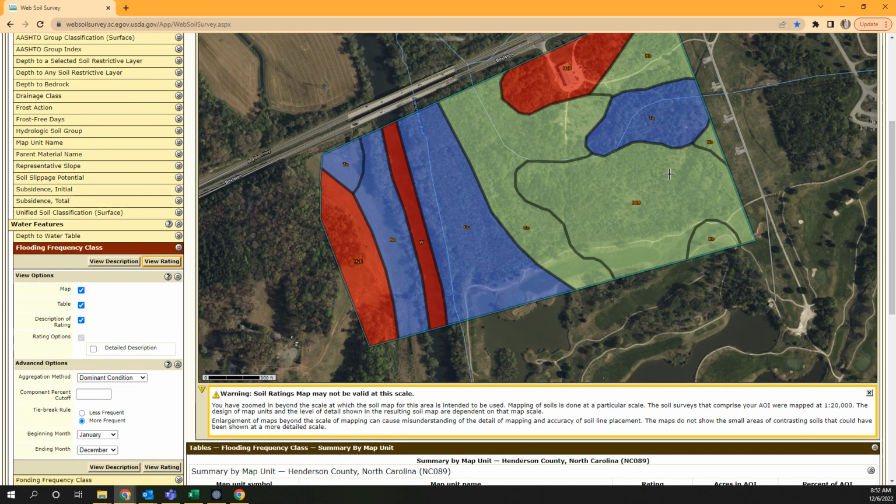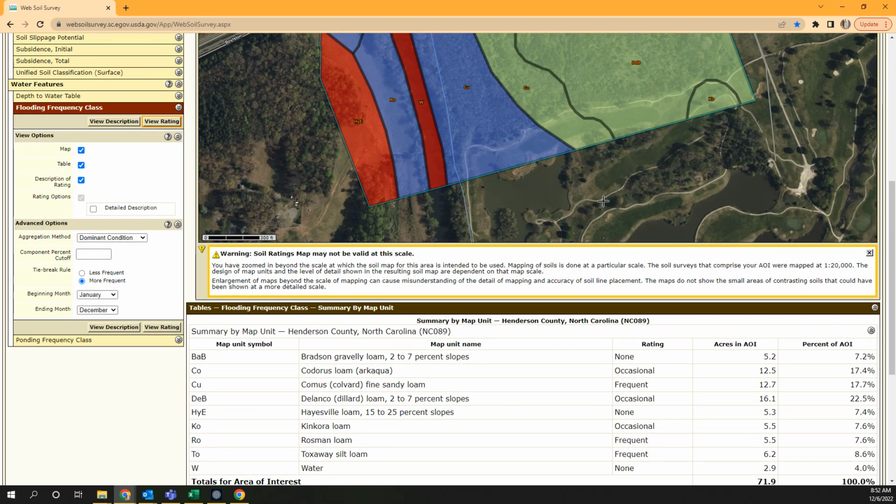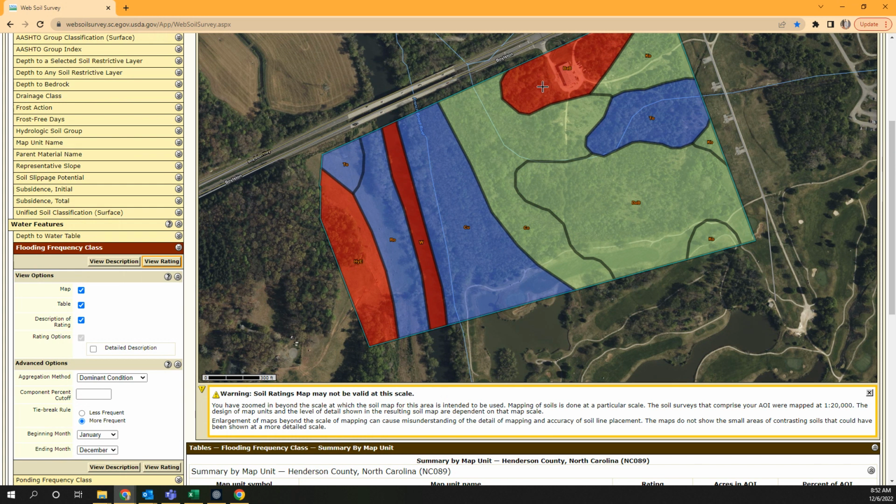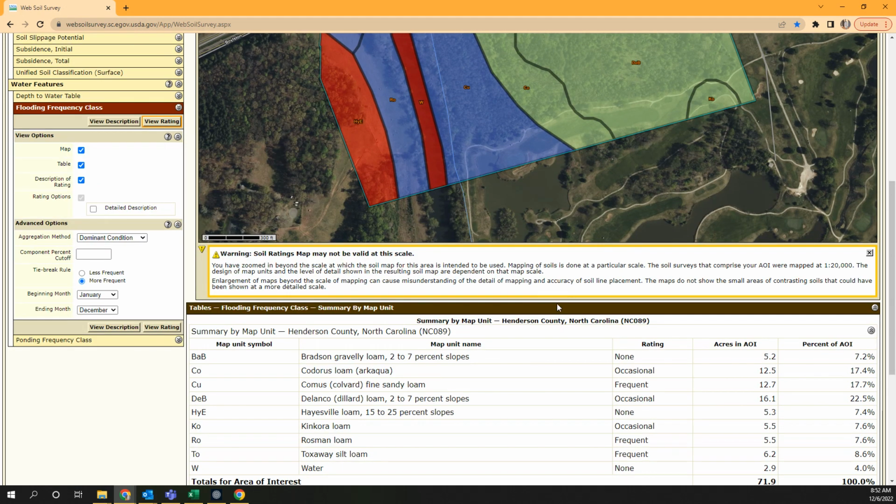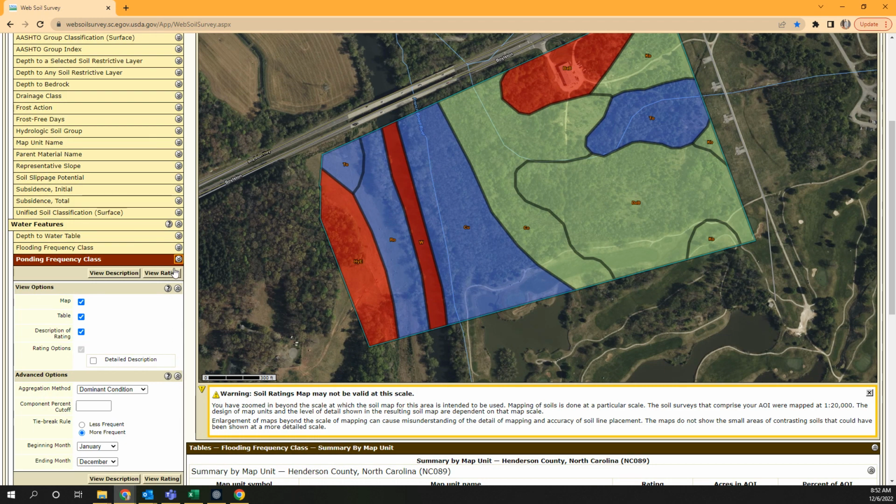So when we look way out here where we're away from the stream, we're going to see that those are the occasional. If we look at our Bradson gravelly loam, again, that's up here. It's way, way far away from those streams. You're not going to see that flooding as often as these other sites. Ponding, on the other hand, is a little different. So let's look at that.